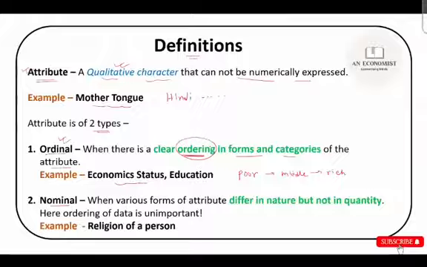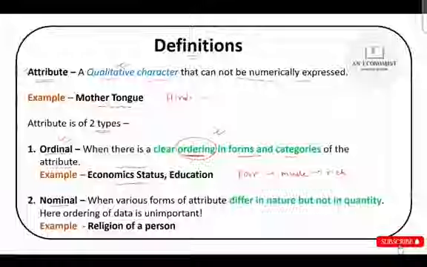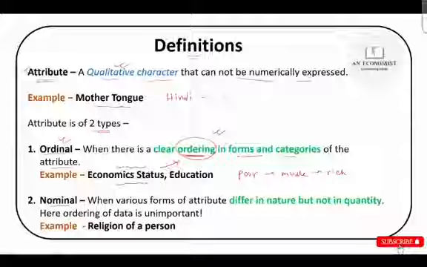So when you have this kind of ordering in your data, then the economic status will be considered as ordinal data because it has clear ordering in it. Similarly, for education, you might think of preschool, then school, then college, then university, then higher education, and so on. So here also you see a clear ordering, so they will be ordinal data. And also they cannot be numerically expressed, so they are also attribute sort of data. I hope this is understood.